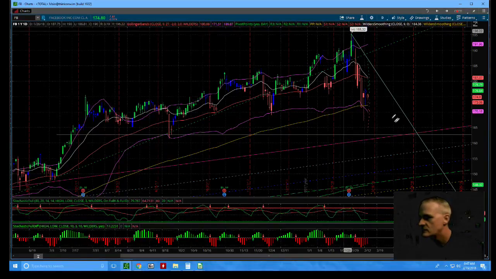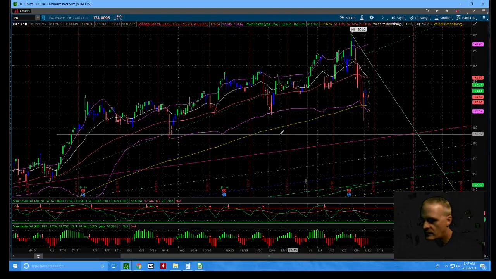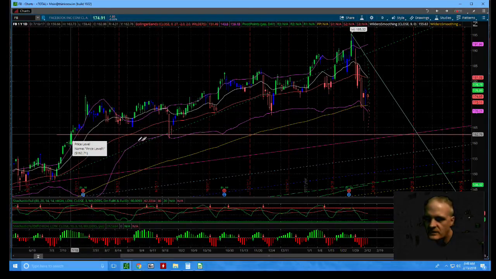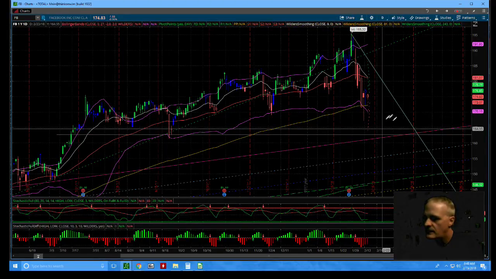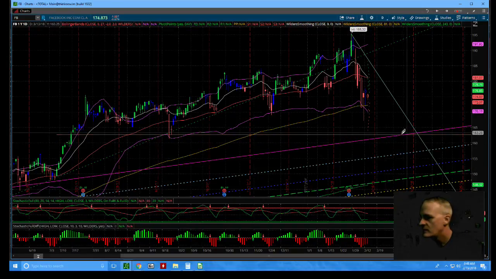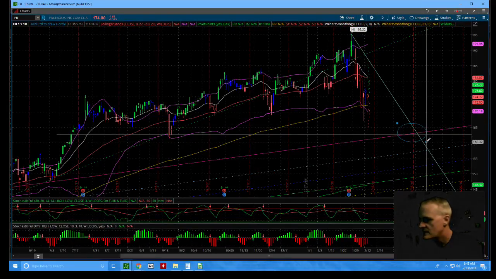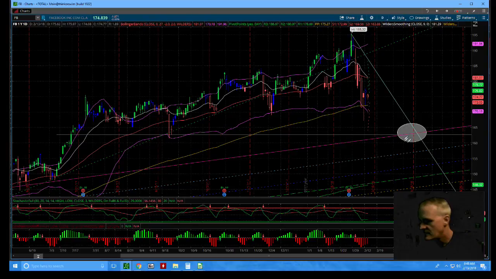If I switch to my day chart, I also drew a resistance line here because it acted as resistance here and acted as support here. So I think it will be support here somewhere, probably right about here, because that's where the upper bound of the price channel and the resistance line, as well as the downward trend line, all kind of converge. So I think this is a key area.